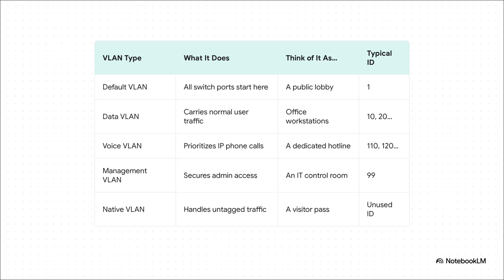The management VLAN is your super secure IT control room, the only way to access and configure your network gear. And finally, the native VLAN. Think of it like a temporary visitor pass for any traffic that happens to show up on a trunk link without a tag. We'll talk more about why that's important in a bit.